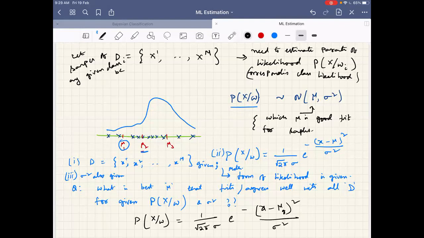It has to be a good fit for all the samples. Means what? It means that when you put a particular x value in this particular formula, the p of x given omega, which theoretically comes out of the mathematics, and the p of x given omega which we already have from the sample, should be the same.